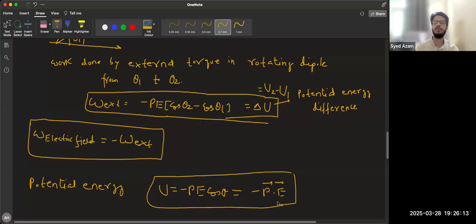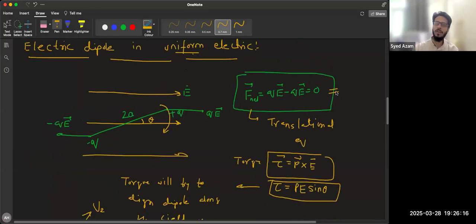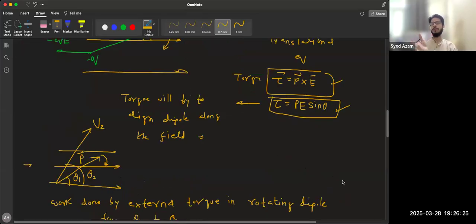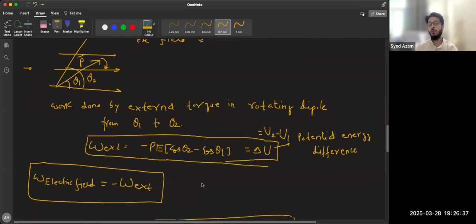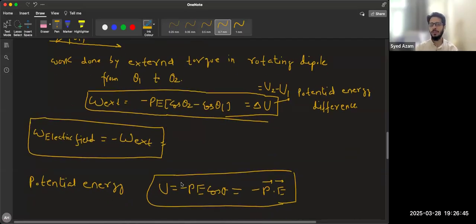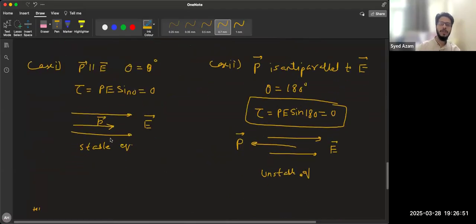So let's summarize all these things. When you place the dipole in a uniform electric field, net force on the dipole is 0. It will experience a torque which is P cross E, or PE sine theta. If you want to rotate this dipole from some angle theta 1 to theta 2, then work done by external torque is minus PE (cos theta 2 minus cos theta 1). And this work done is equal to change in potential energy also. Similarly, if you want to calculate work done by the electric field while you are rotating the dipole, then it's just the negative of work done by external torque. If you want to calculate potential energy, not the difference, then it's minus PE cos theta, or minus P dot E. Here also, in the three cases, along with the torque, you can also calculate potential energy.